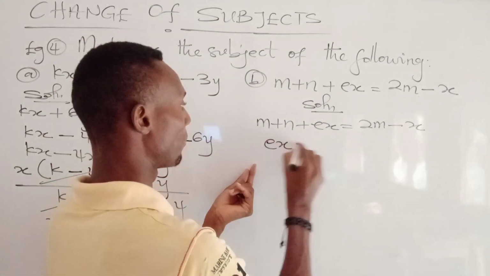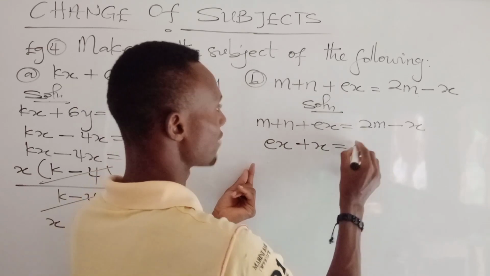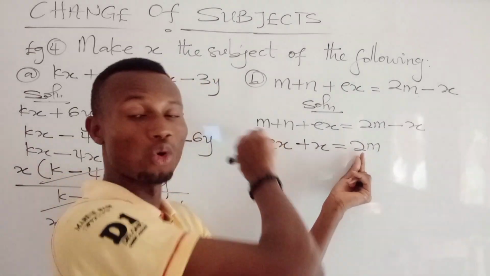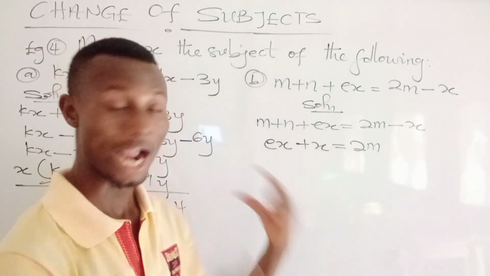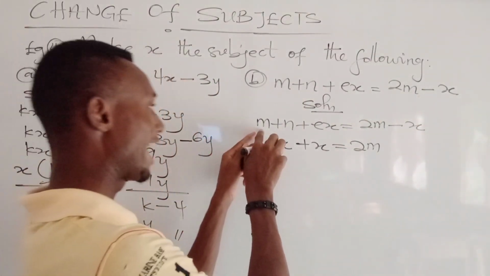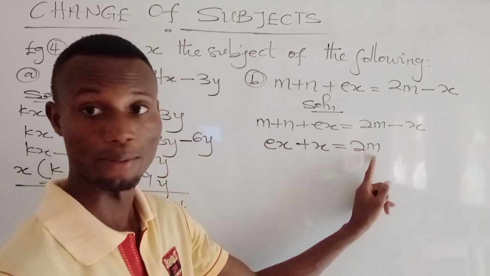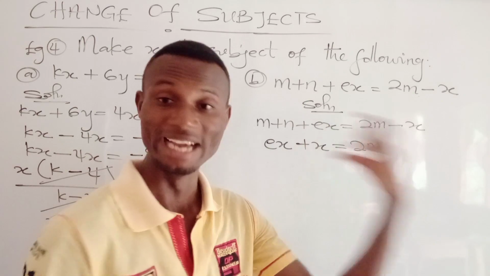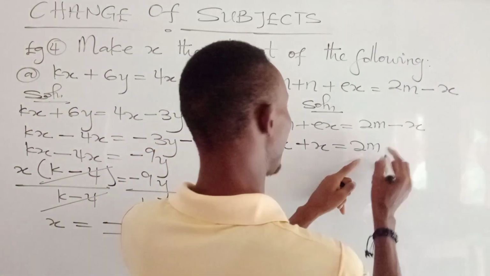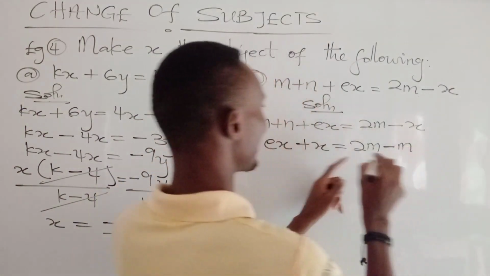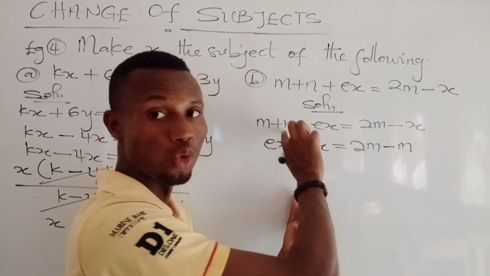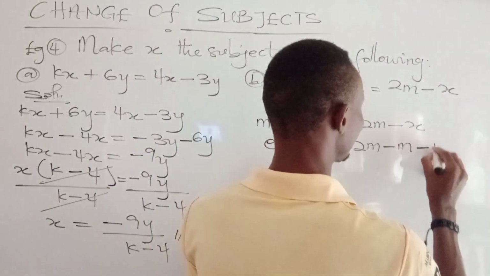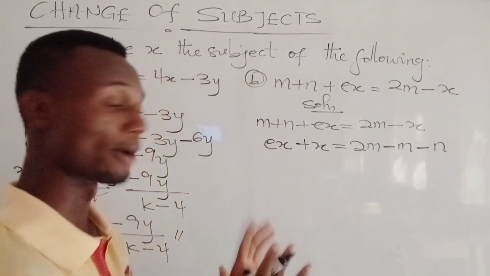So es plus s equals to, I have my 2m there, and the m we have here will also cross the equal sign to go and join it. Okay, so the m here will cross the equal sign to join the 2m which we have here. The m is positive. When it crosses the equal sign, it becomes negative. Okay, so we have 2m minus m. Then this positive n will also cross the equal sign to that side. Okay, so minus n. I hope you understand up to this point.